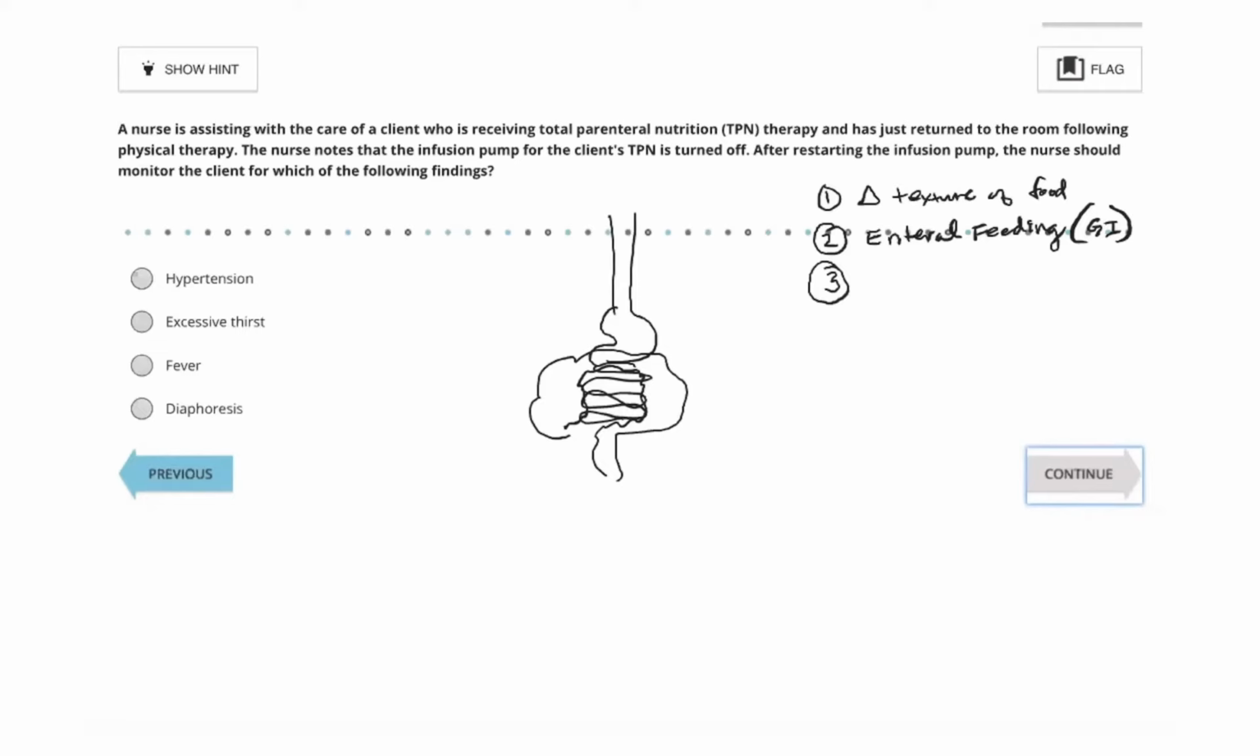So at that point, we do something called parenteral nutrition. That is not through the GI tract. That's through the vascular system. Okay, that's what I'm looking for.